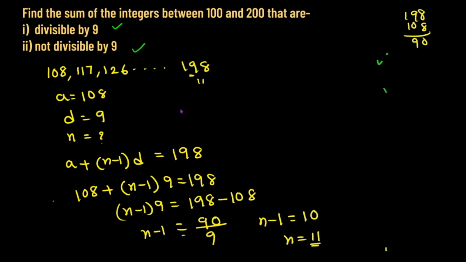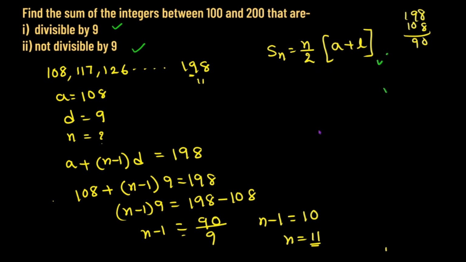Then how do you find the sum of these n terms? For the n terms, we will find the sum of the n terms. We need to do n by 2, where n is the number of terms we have, times the first term and the last term. It's very simple, so this formula you need not remember. It's very simple to derive in a minute.